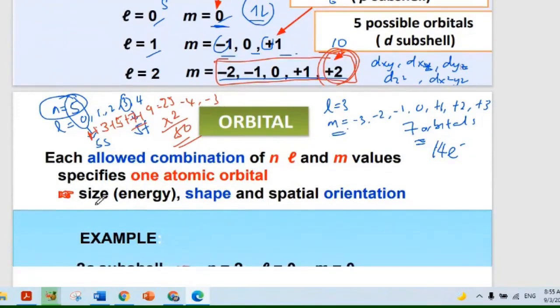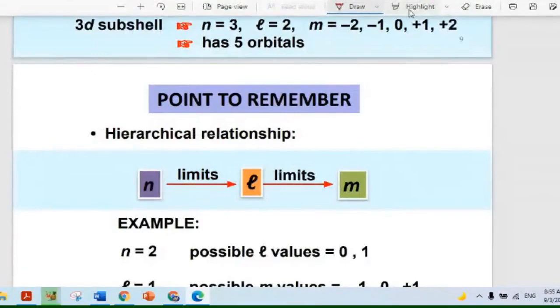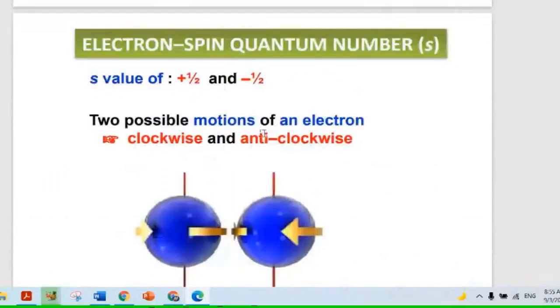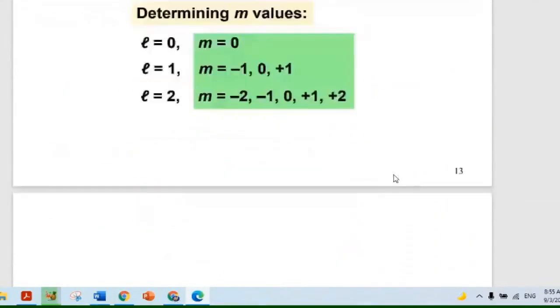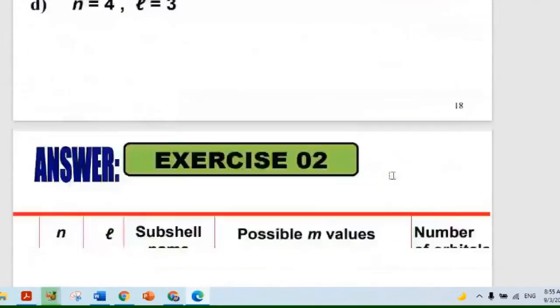Okay, so let's continue. Very good, meaning that you got the understanding about NLMS. Always remember n, l, m, s. So this is s. For s there are two values, just two values, positive or negative half. Positive half is clockwise, negative half is anti-clockwise. So there are various questions about NLMS. You must know how to answer, and also what is allowed and not allowed.